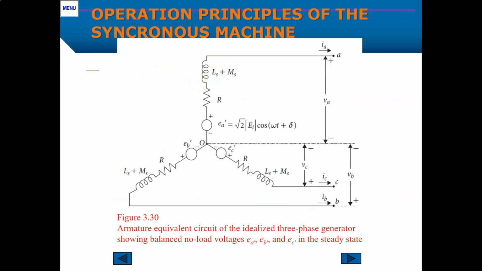So here is figure 3.30 in the book, and now we can come to this armature equivalent circuit. So now we can see on the E_A dashed phase, the A phase here, and the B and the C. As we know, we can now just take per phase of this three-phase system and start to analyze.